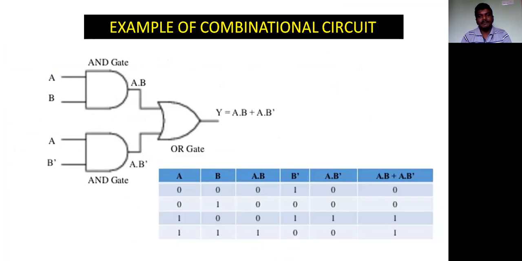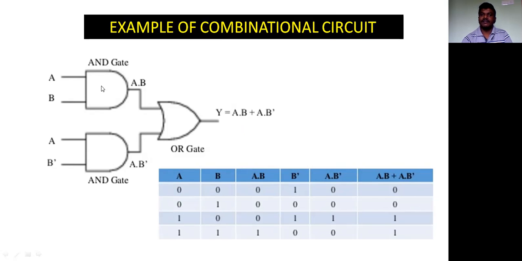As you can see here, three gates are interconnected to build the logic circuit. Two AND gates are there and one OR gate is there. As you can see in the truth table, the output Y depends only on the present values of the input, and the circuit has two inputs and one output. Here you can see the logic diagram: two inputs are there, A, B, two AND gates are there and one OR gate is there. So A, B are the inputs and Y is the output.